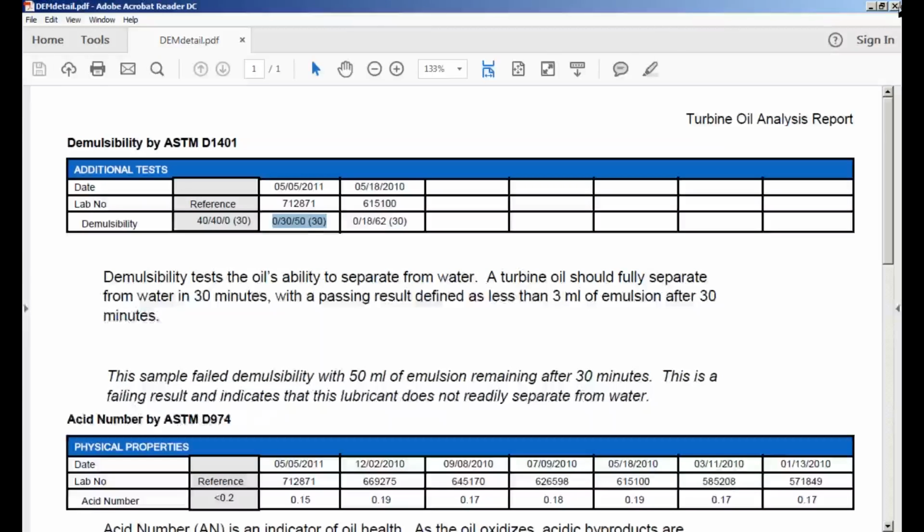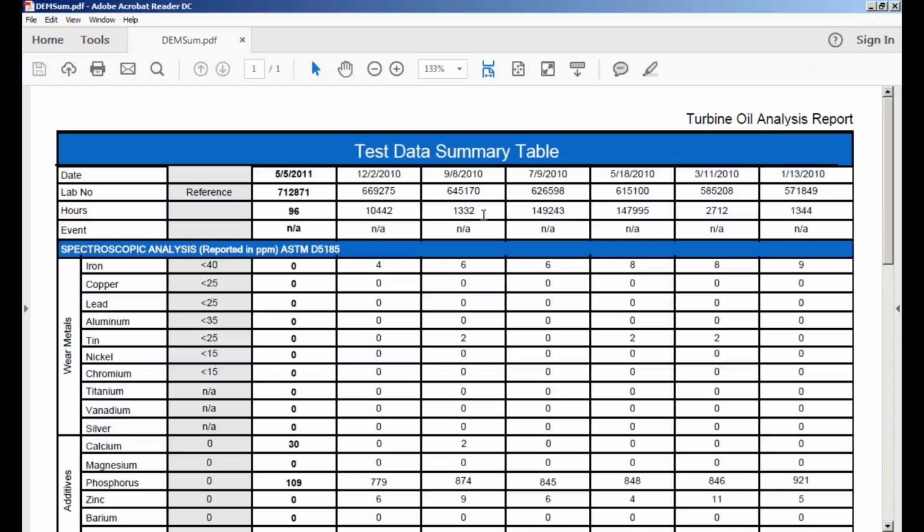So here's the detailed look. Let's take a look at the summary as a whole and see if we can spot perhaps what our issue is.